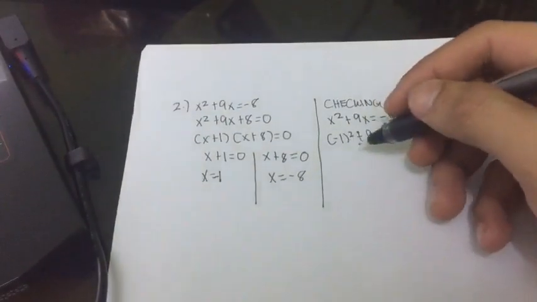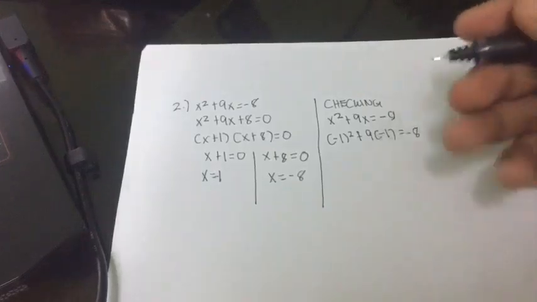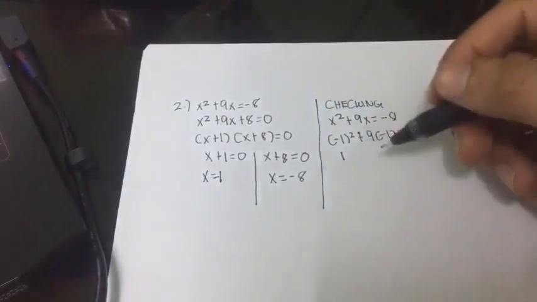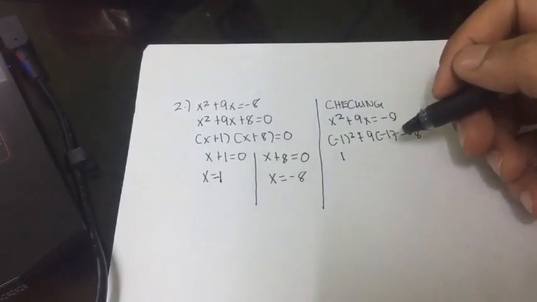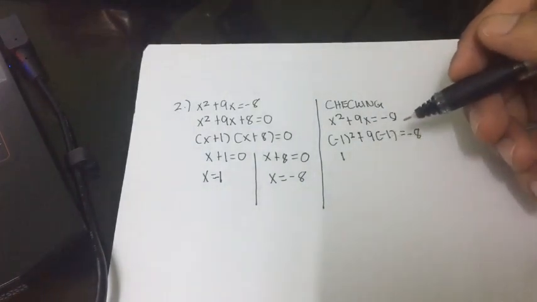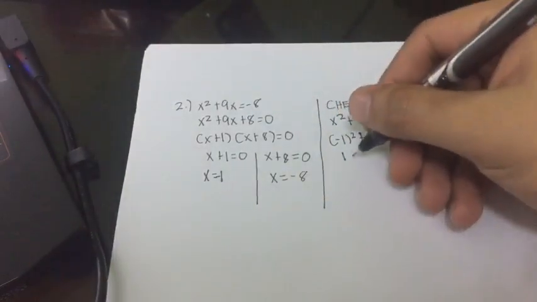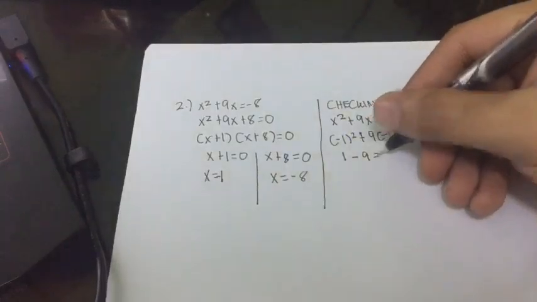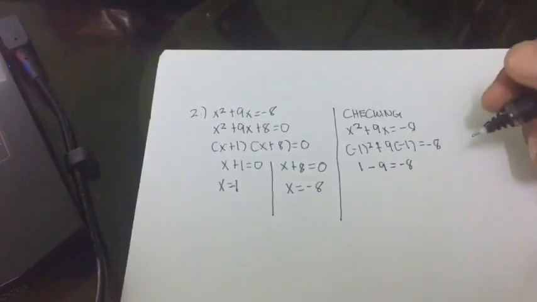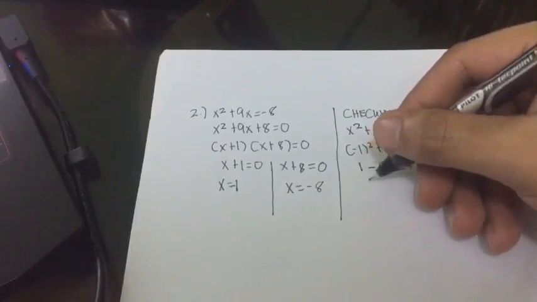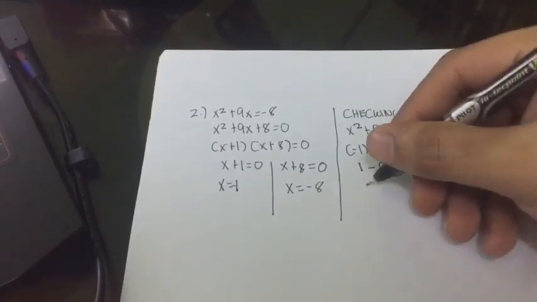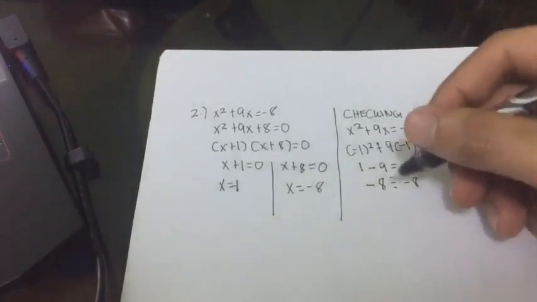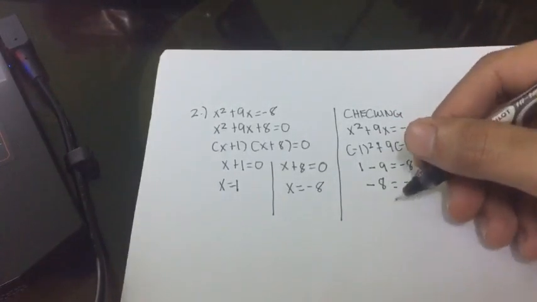So negative 1 squared is equal to 1, and 9 times negative 1 is equal to negative 9, equals negative 8. Substitute: 1 minus 9 is equal to negative 8. It's the same. It means it's correct.